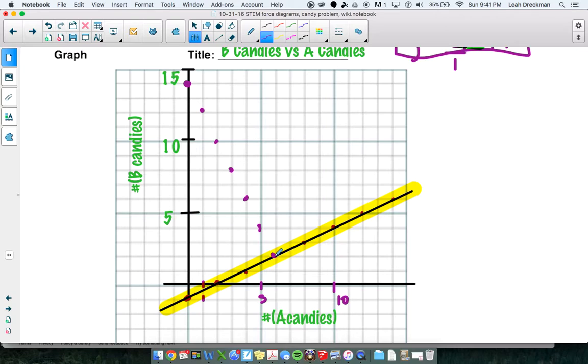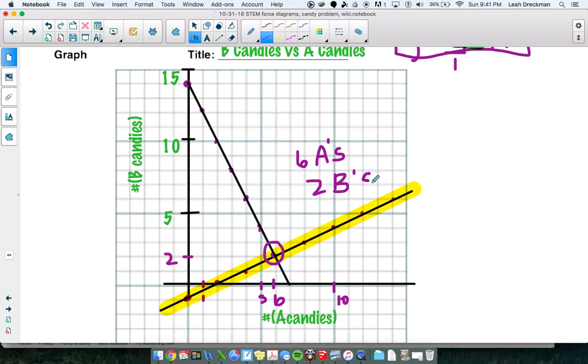Oh, check this out. There's our intersection point, so we can see if we did this right. All right, I'm going to draw the line. According to my graph, this solution point represents 6 of the A candies, so 6 A's. And let's check on the B candies over here. It looks like this would be 2 B candies.